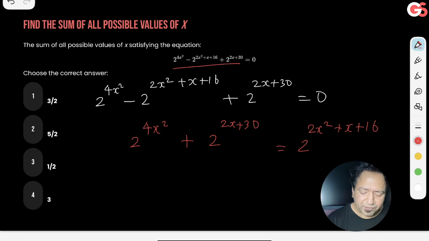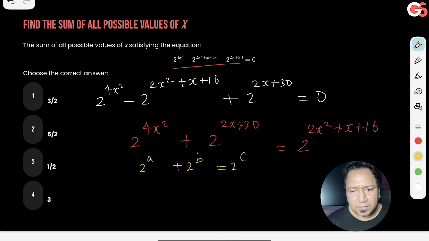Before I solve it, I would like to visualize the form of it. The form looks like 2 to the power a plus 2 to the power b, where a and b can be anything, is equal to 2 to the power c. Two powers of 2 add up to give one more power of 2. Now, is that even possible? So let me write a few powers of 2.